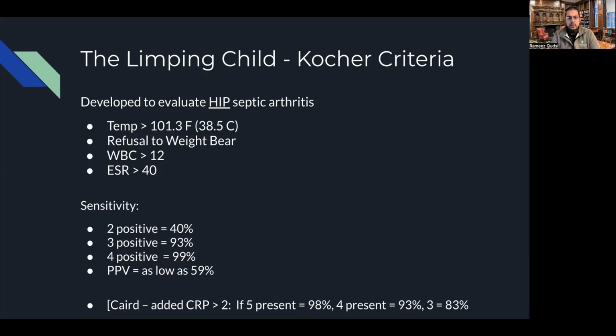Later on, Dr. Caird and her group did add on the CRP, which we all know is very important to check and is a good indicator of inflammatory or infectious disease. So if the CRP is greater than 2 and you have all of the other ones, then there's a 98% sensitivity. The other numbers are as follows. So in the modern era, I would definitely advocate having a CRP. In fact, of the labs being sent, I think the CRP is likely the most important.